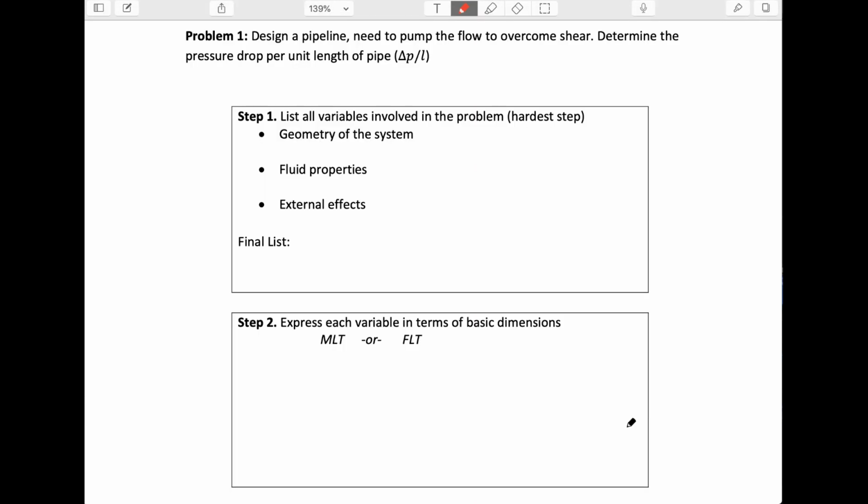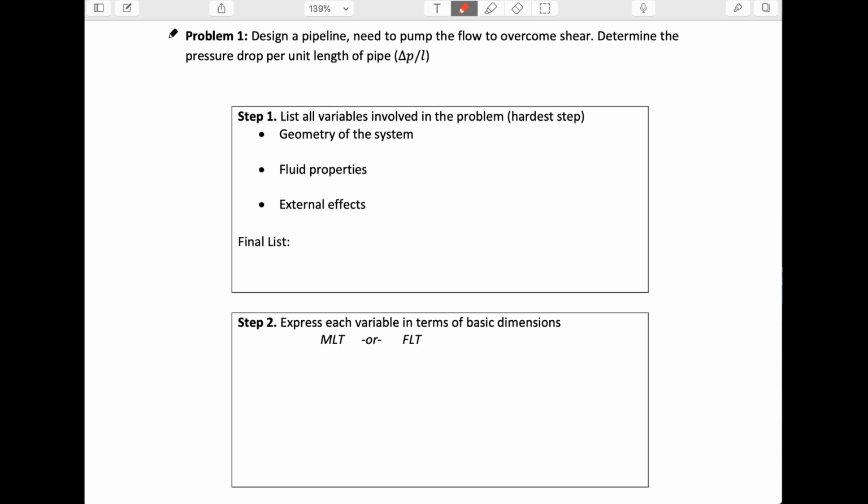So this video is an example of the Buckingham Pi theorem, which is used to reduce the number of variables that we need to describe a problem. This worksheet is something you can download from the course webpage or from the link in the video, if I'm able to find a way to host that.